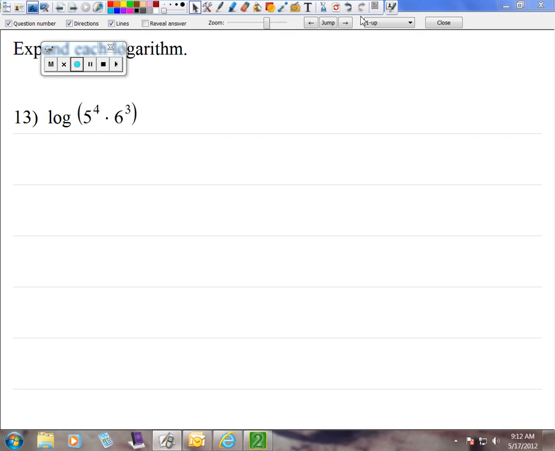What's the final answer for this? I think you got it. 4 log 5 plus 3 log 6. Very good. How many got that? Excellent. 14.